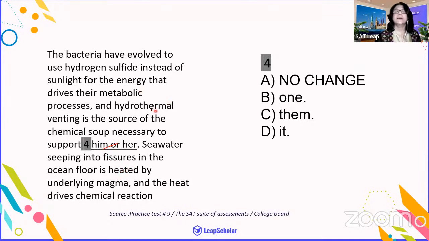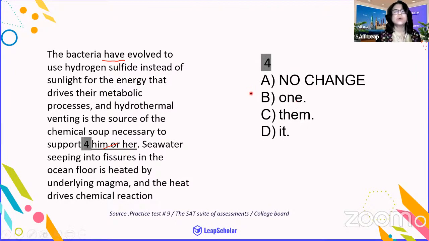Bacteria. Yes. Is bacteria singular or plural? Plural. Why? Bacterium, bacteria, that is one thing. Bacterium is the singular form. Also, we have a plural verb here. Plural verb. So, "have" is plural.